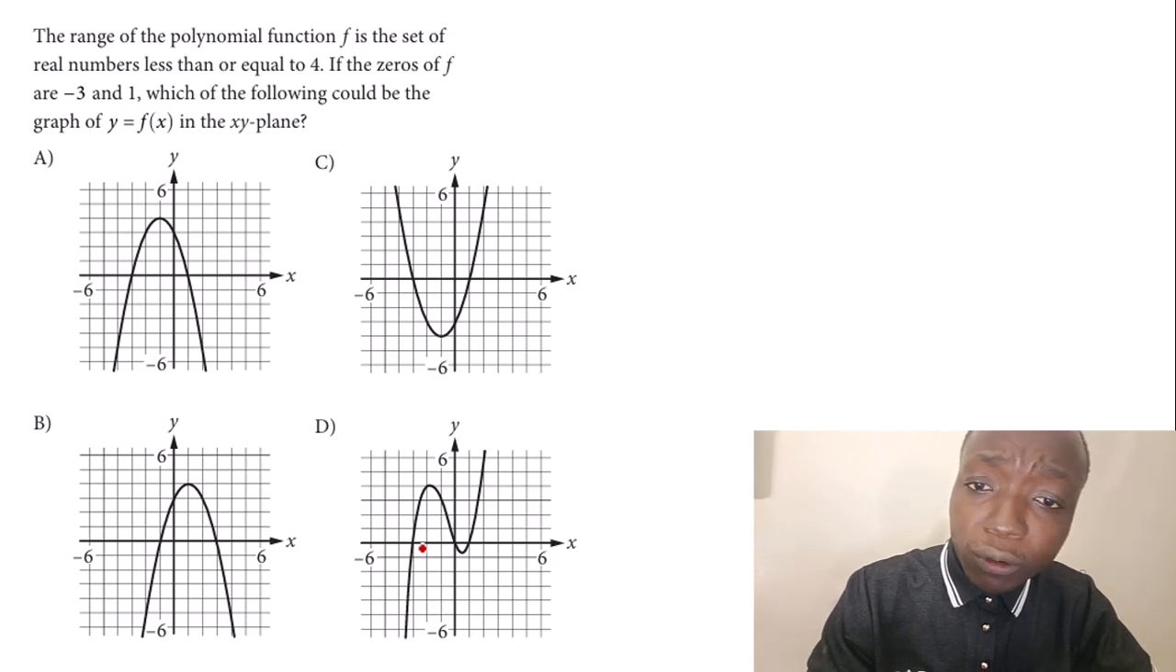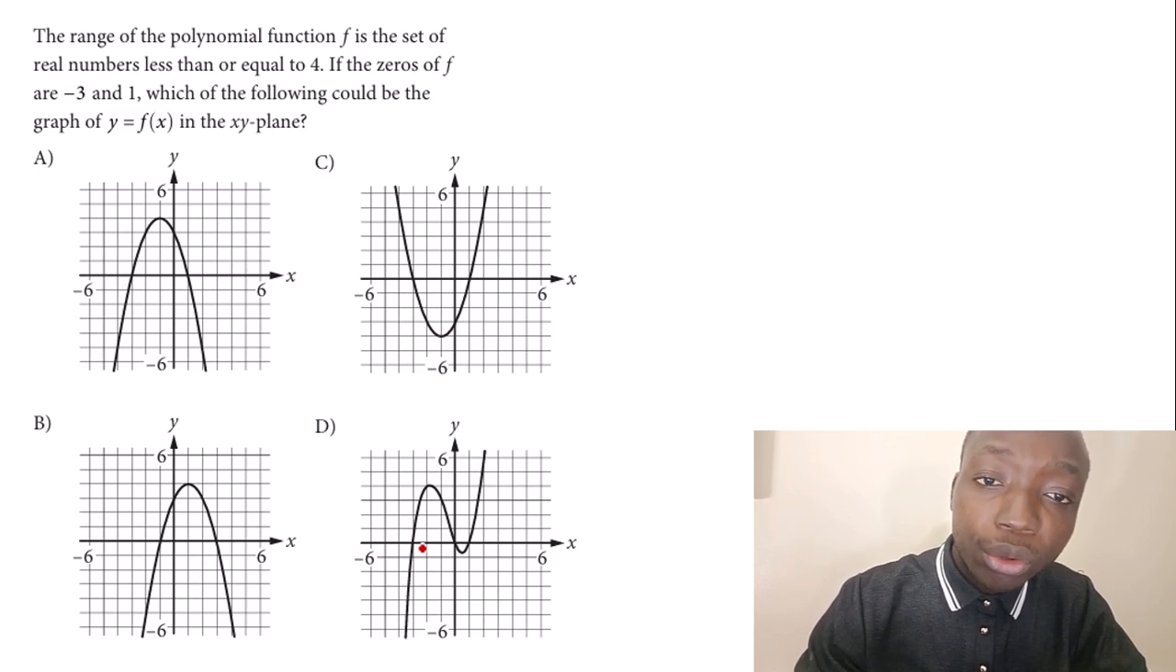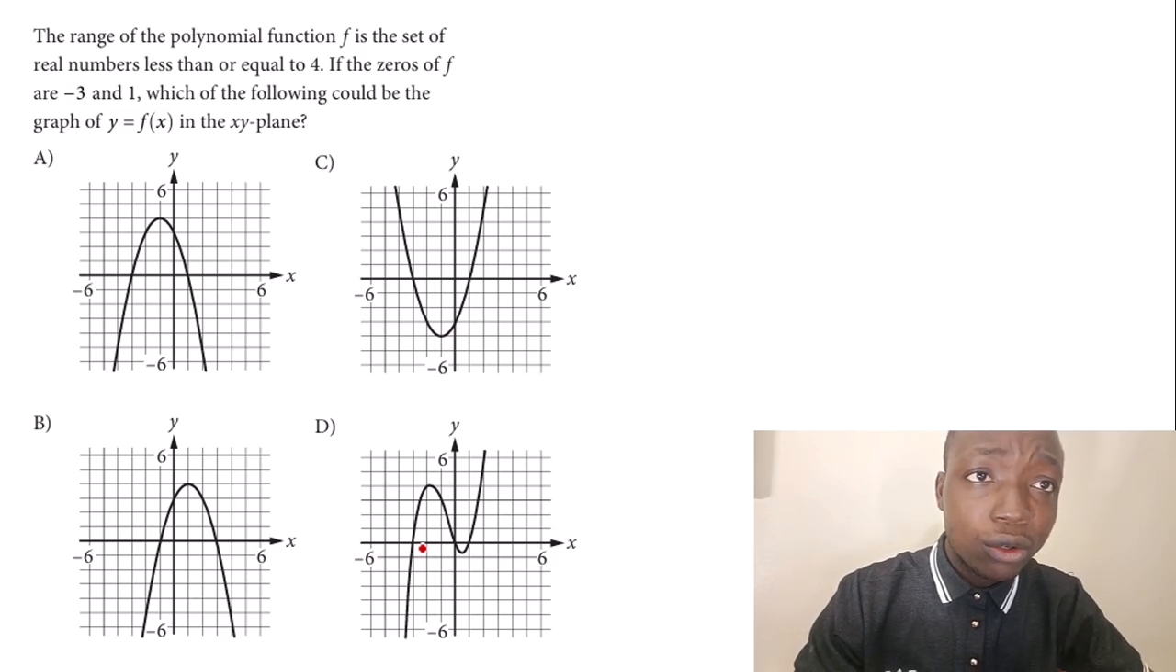Now, in this graph, they want us to, based on the condition they've given us in the question, the range of the polynomial function f is the set of real numbers less than or equal to 4. If the zeros of the function are minus 3 and 1, which of the following could be the graph of y equals f of x? So two things you need to do here. You need to check your solutions and you need to check your range.